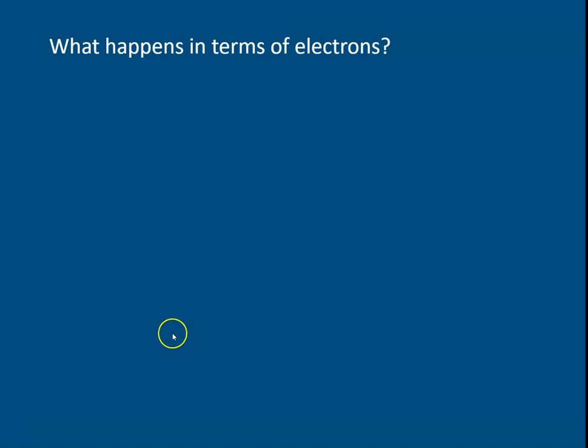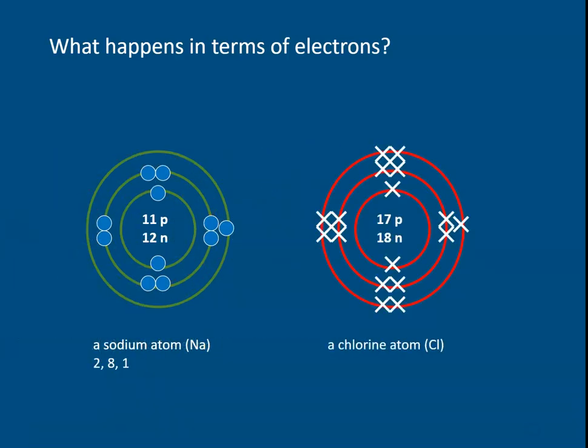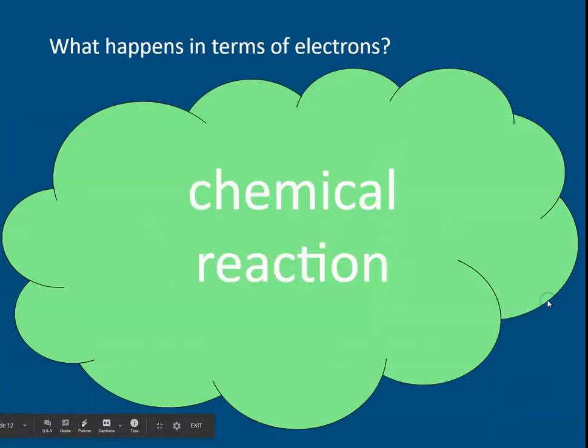So what happens in terms of electrons during that chemical reaction between a metal and a non-metal? And the same sort of idea is true for all reactions between metals and non-metals. Not quite as simplistic as the sodium and chlorine, but anyway, let's have a look. So there's a sodium atom, and there's a chlorine atom. Now there's a certain little chemistry between the two atoms, and this results in a chemical reaction.